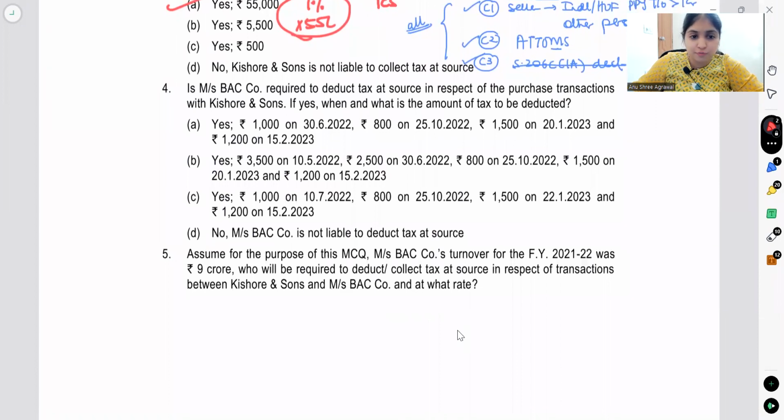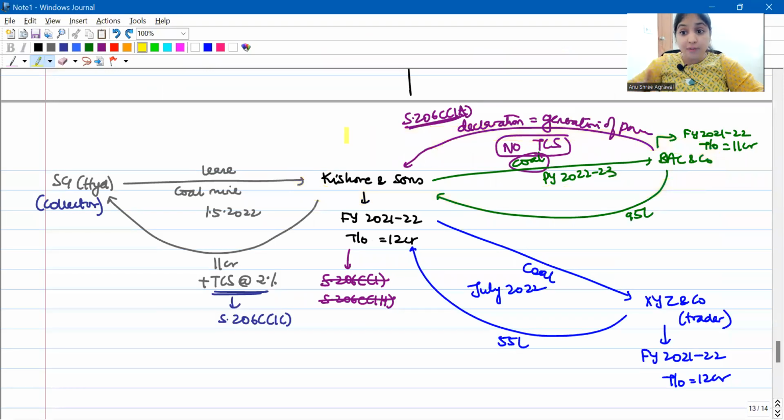Now come to subdivision 4. This is going to be the most interesting discussion. Messrs. BAC and Co. required to deduct tax at source in respect of the purchase transactions with Kishore and Sons. If yes, when and what is the amount of tax to be deducted? They are talking about this transaction between BAC and Co. and Kishore and Sons. We have concluded already that there is no TCS. Now they are asking us, will there be TDS or not?